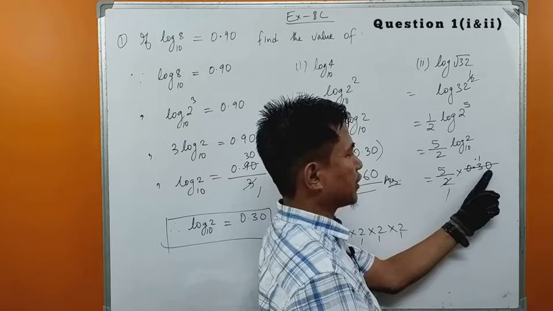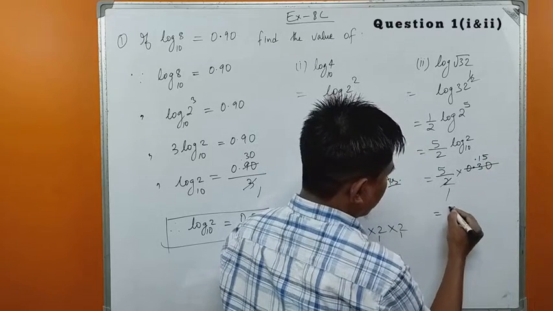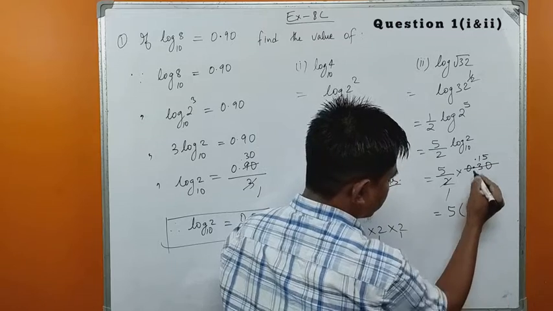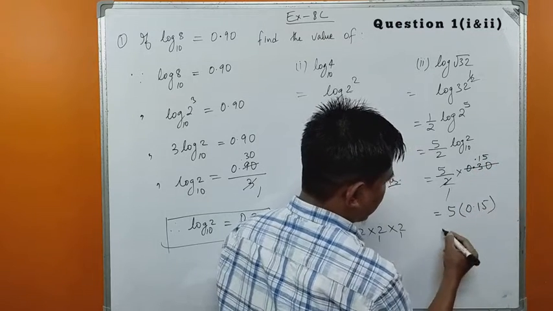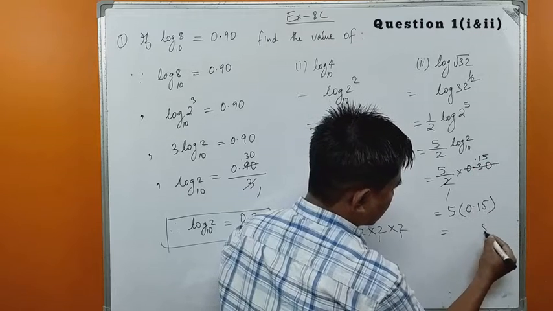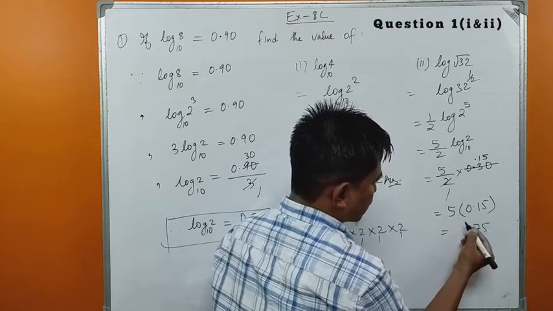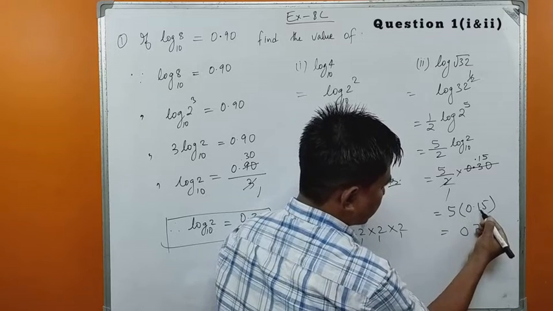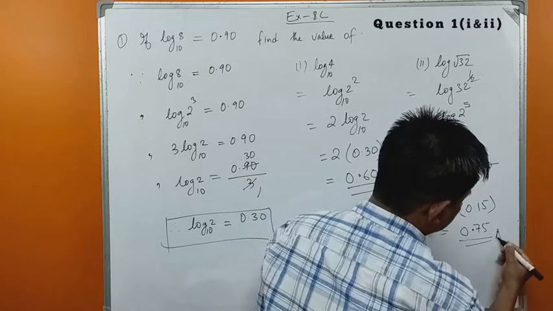Now 1 goes here, it becomes 10. 2 5s are 10. So 5 into 0.15, or you can say 0.15. So 5 5s are 25, 5 1s are 5, 6, 7, 5 zeros are 0. Decimal point before 2 digits, so we put a decimal point before 2 digits. So this is the answer.